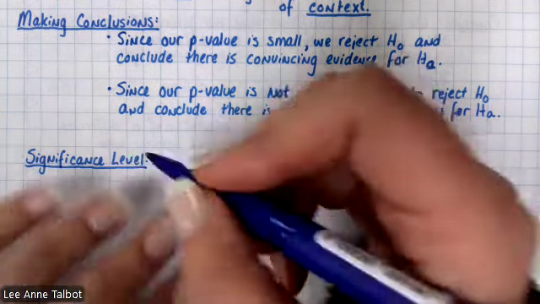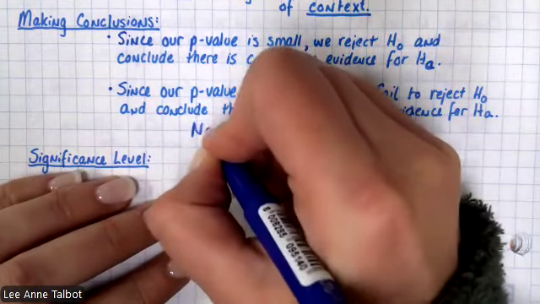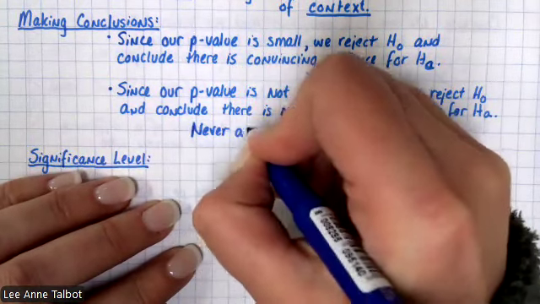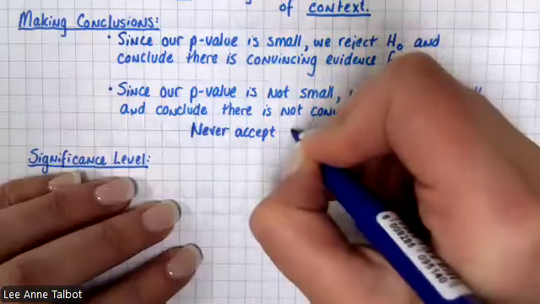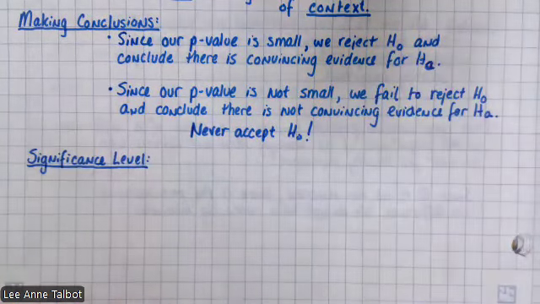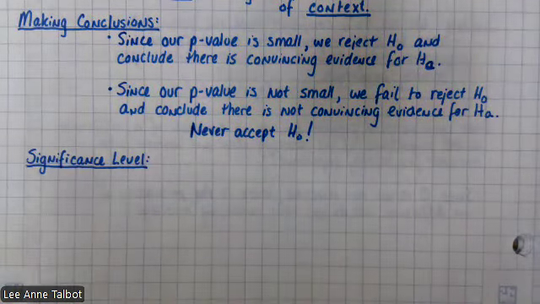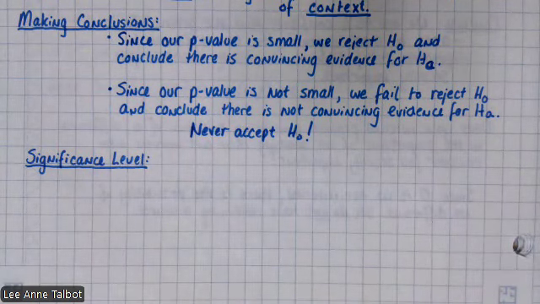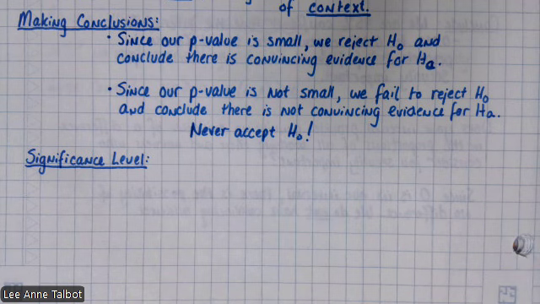Anyway, this is my favorite part. Never accept the H0. You're either going to reject the H0 or you're going to fail to reject the H0, but you never accept the H0. Whatever I can do to make this even a tiny bit fun, I will do.